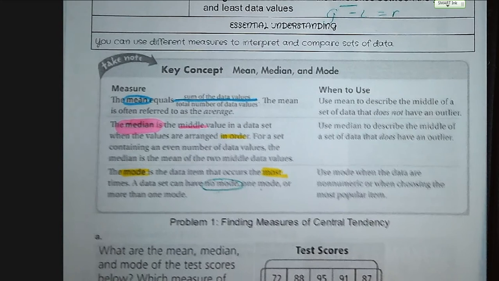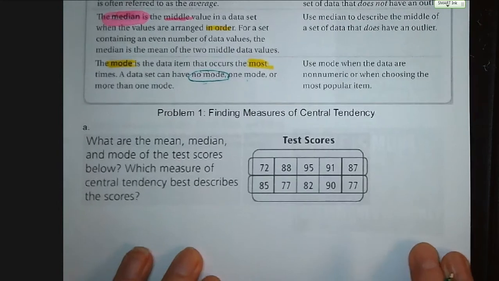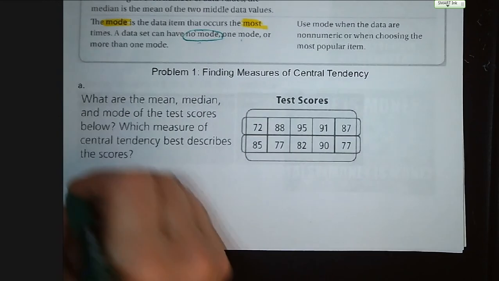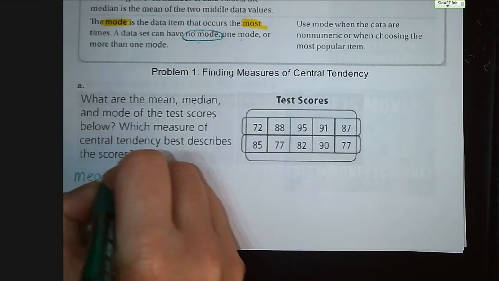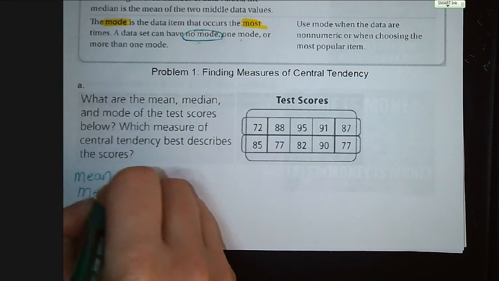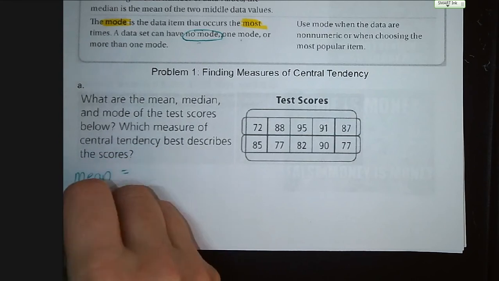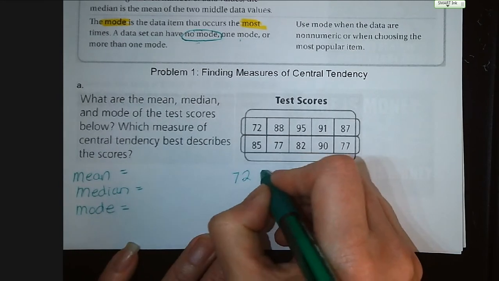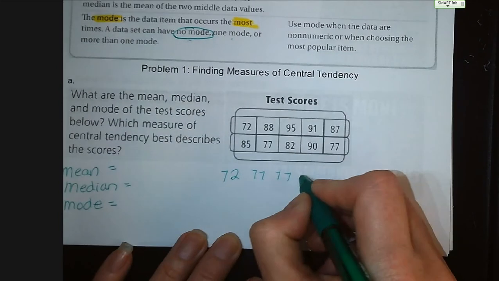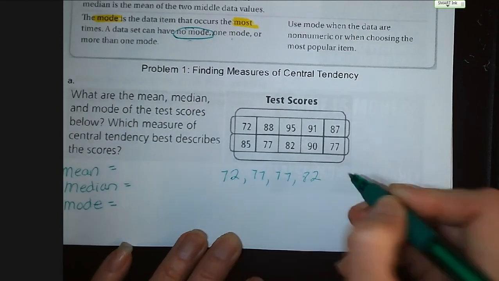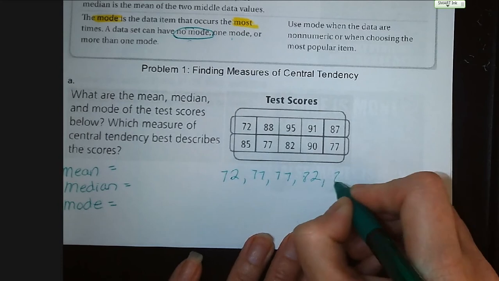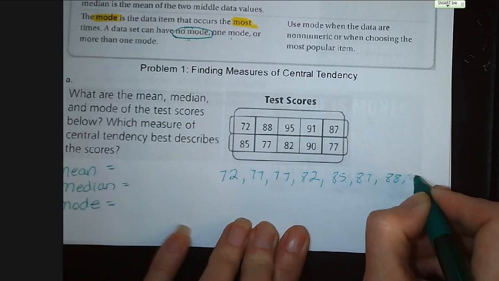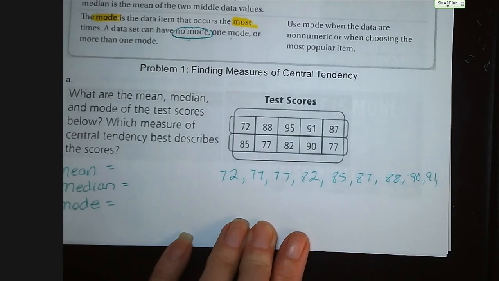There you go. All right, so problem A, or problem 1, we're going to find measures of central tendency. So what are the mean, median, and mode of the test scores below? Which measure of central tendency best describes the scores? So the first thing we're going to do is write them in order, least to greatest. So we've got 72, 77, 77, 82, 85, 87, 88, 90, 91, and 95.